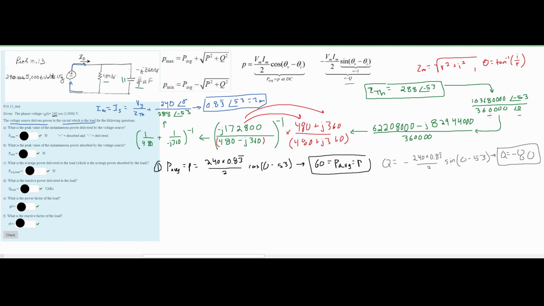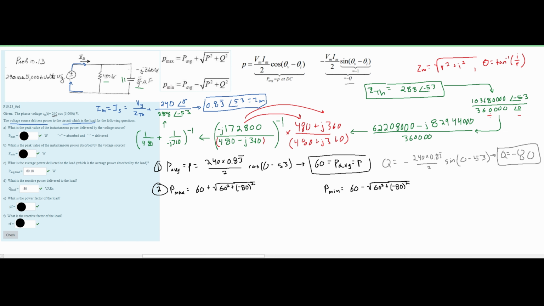This actually answers two parts of our problem. So in part D, it asks what is the reactive power delivered to the load. This is going to be the negative 80. Then we're asked for the average for part C. This is approximately 60. And now we can solve for our Pmax and our Pmin.